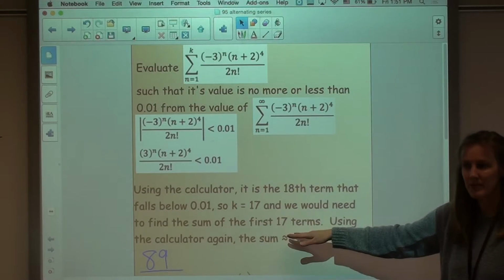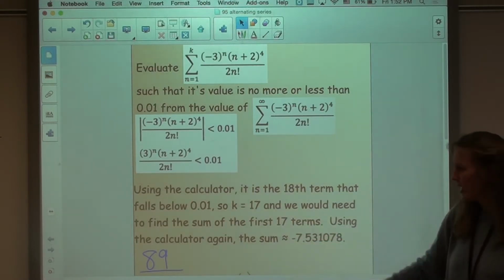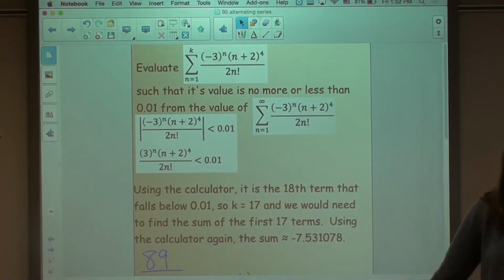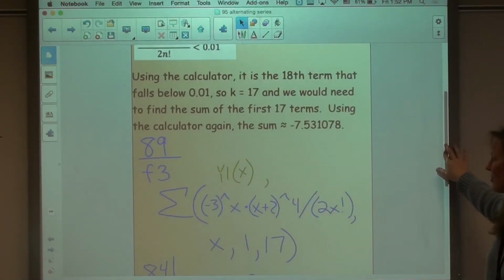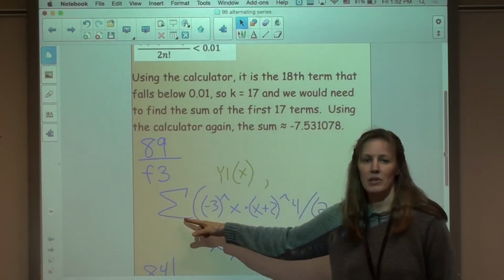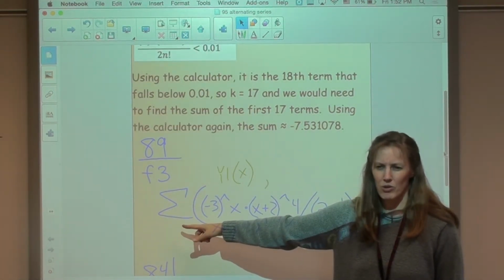Does that make sense? Now we need to know how to sum the first 17 terms. Here's how you do it on an 89. On your main window, you hit F3, and then this little sum option is maybe third or fourth down.